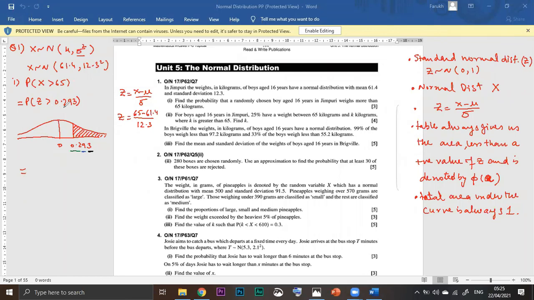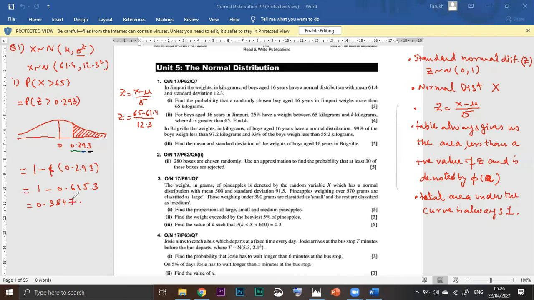Probability of z greater than 0.293. First of all, we will write this one in terms of phi. 1 minus phi of 0.293. The value of phi of 0.293 is 0.6153, so it is 1 minus 0.6153. And what is the final answer? 0.3847. This one is the probability that a boy's weight is greater than 65 kg.